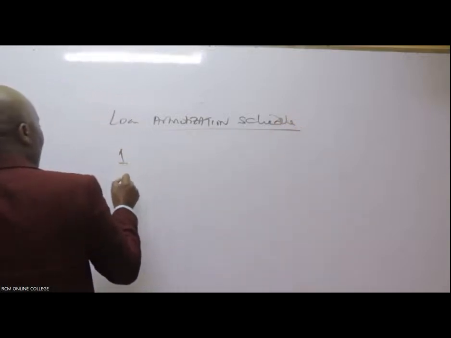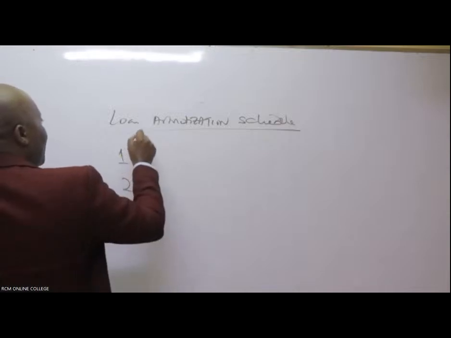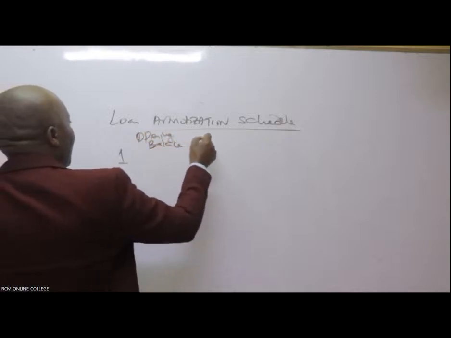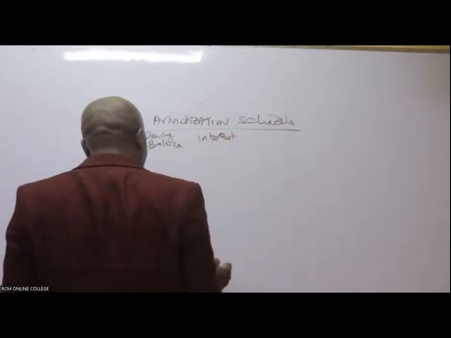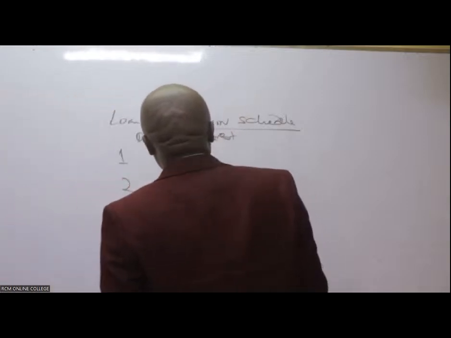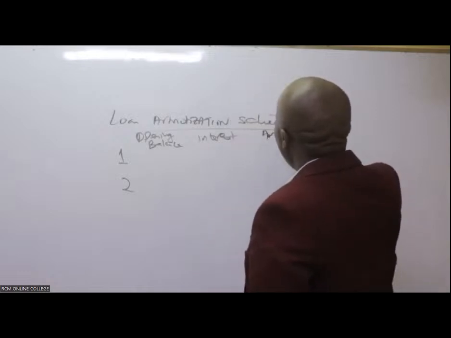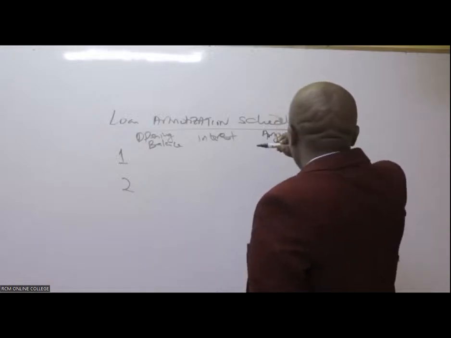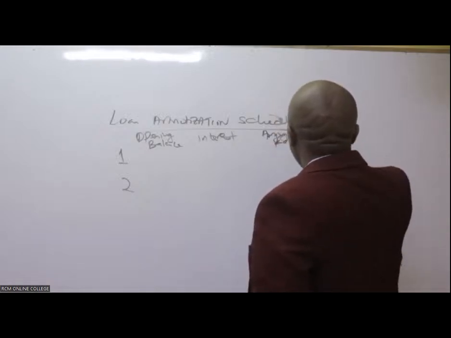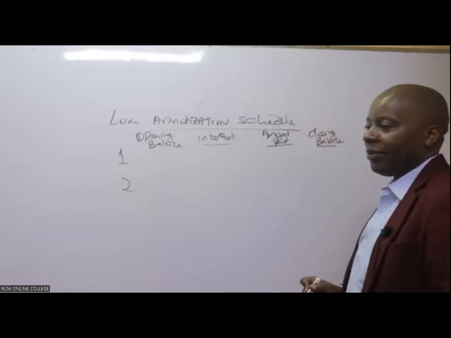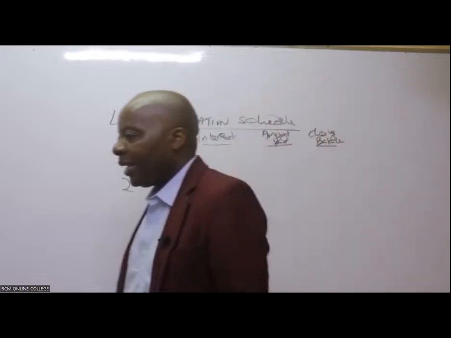We have year 1, year 2. We have in this case here present value. That is the opening balance. We have interest, opening balance. We have interest. We have amount paid, and then we have closing balance. So are you able to fill this very fast? Let me give you 1 minute.